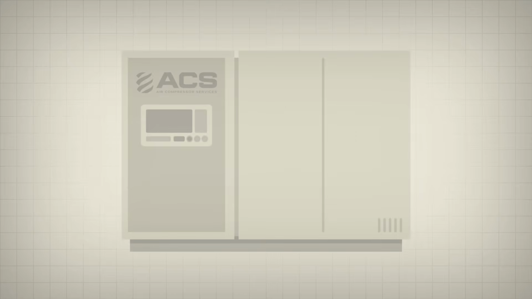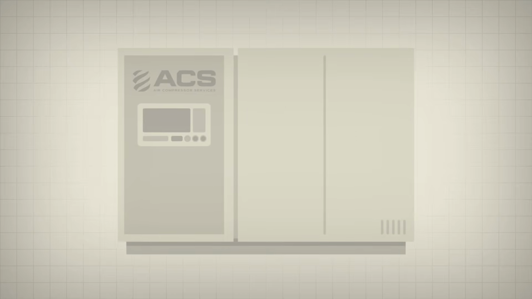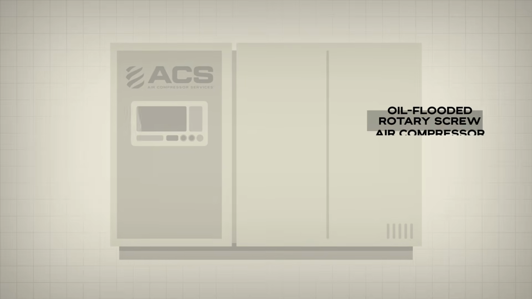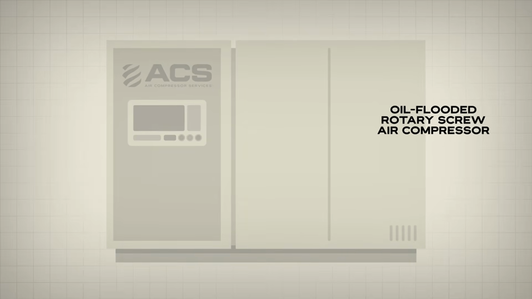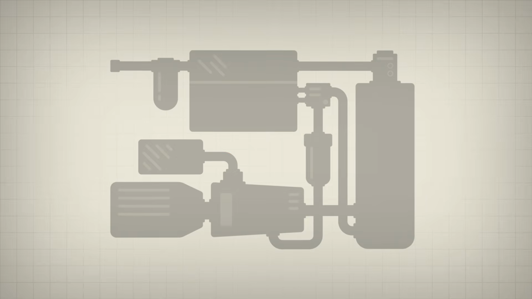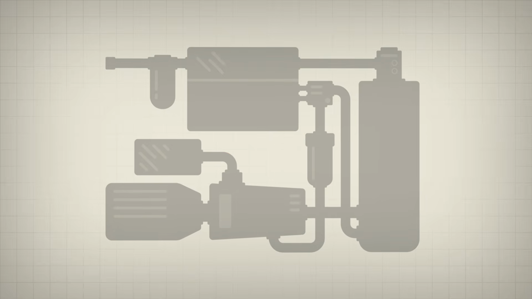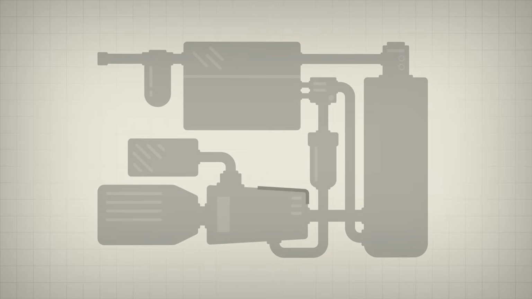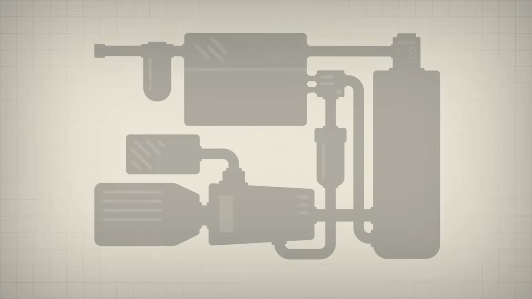Let's take a quick look at how a rotary screw compressor actually compresses air. This example shows an oil-flooded, stationary rotary screw compressor. A rotary screw compressor produces compressed air by trapping air between two rotating helical screws inside a sealed housing.